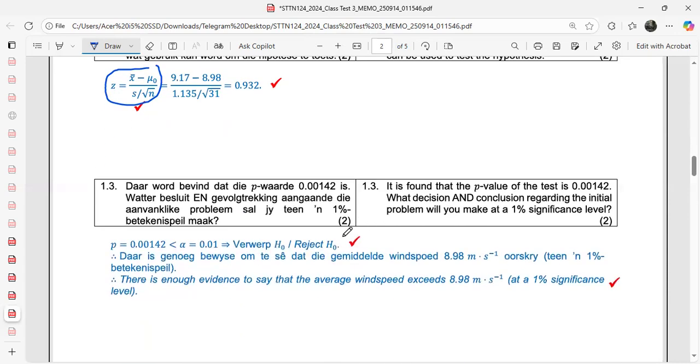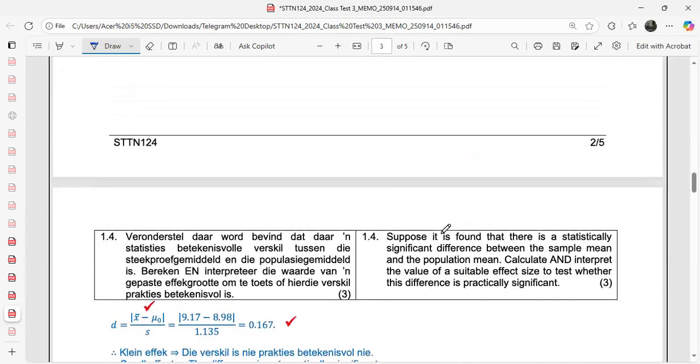And now it is found that the p-value is 0.00142. We are going to compare the 0.00142 with the 0.01, the significance level. So therefore, we're going to reject the null hypothesis. The minute you reject, now we can say that yes, there is enough evidence to say that the average wind speed exceeds 8.98 because we rejected the null hypothesis. Then you get 2 marks free. What's the other one?